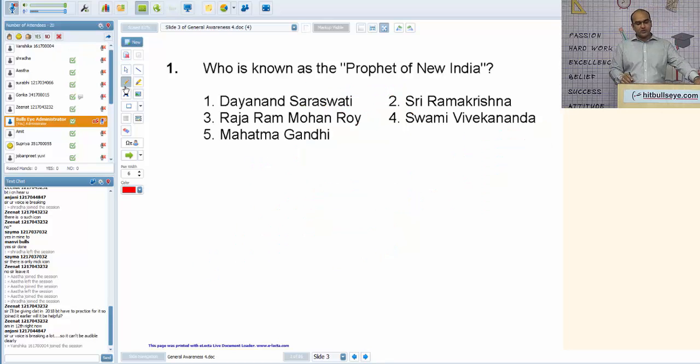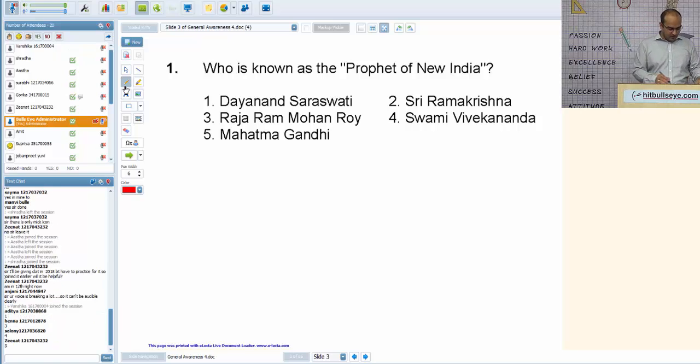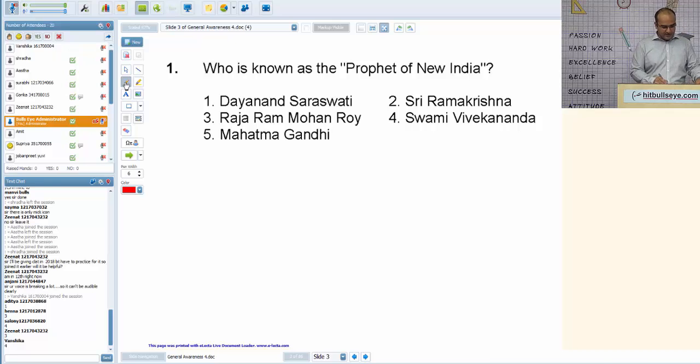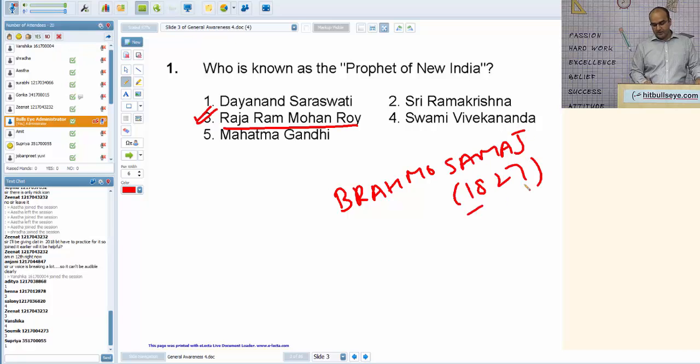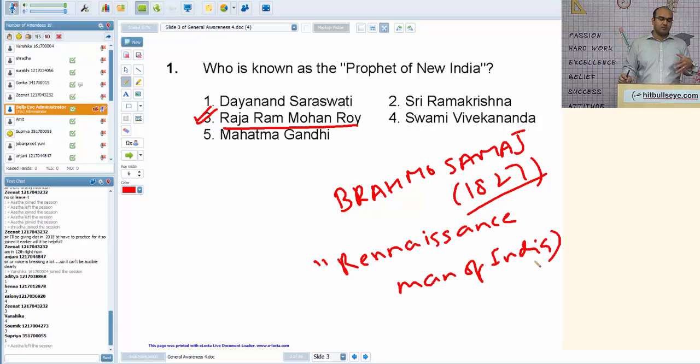Here we go. Who is known as the prophet of New India? Okay, so a lot of varied answers that I'm getting, but actually the answer turns out to be Raja Ram Mohan Roy. Raja Ram Mohan Roy is famous for founding this very important organization called Brahmo Samaj in the year 1827. He was a very modern thinker, and that is why he is also known as the Renaissance man of India. He brought in a lot of modern ideas to the Indian society.